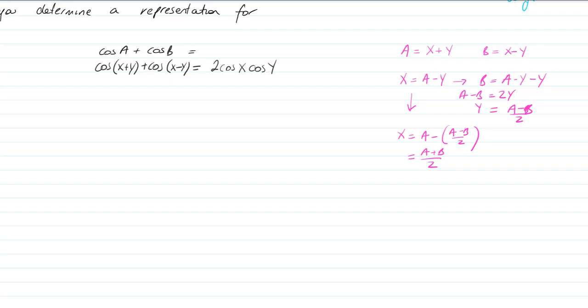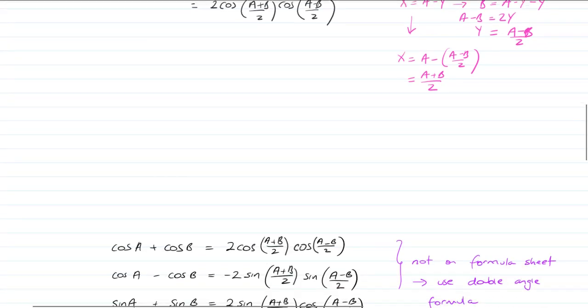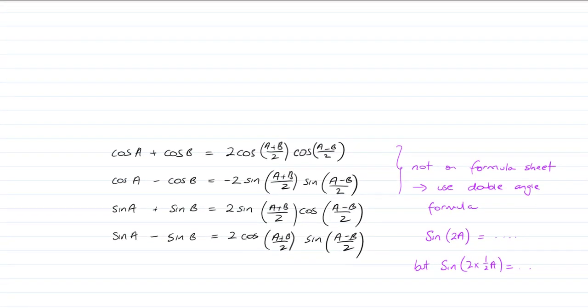Our cos of x plus y plus cos of x minus y equals that, which means that it's equal to 2 cos, our x we've got as A plus B over 2, and then our y we've got as A minus B over 2. And so therefore we can now say that cos of A plus cos of B is equal to 2 cos of A plus B over 2 times cos of A minus B over 2. And so if we shoot down here, we get exactly that. But again, we get 4 variations.